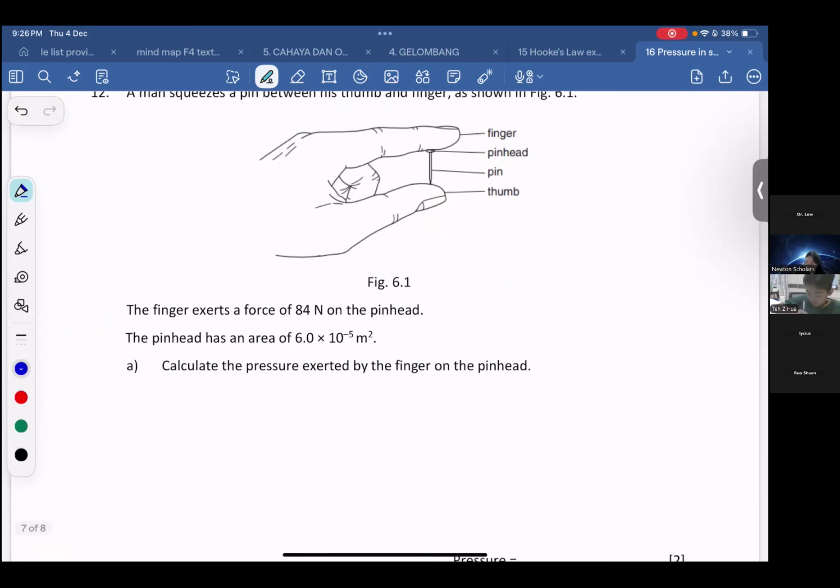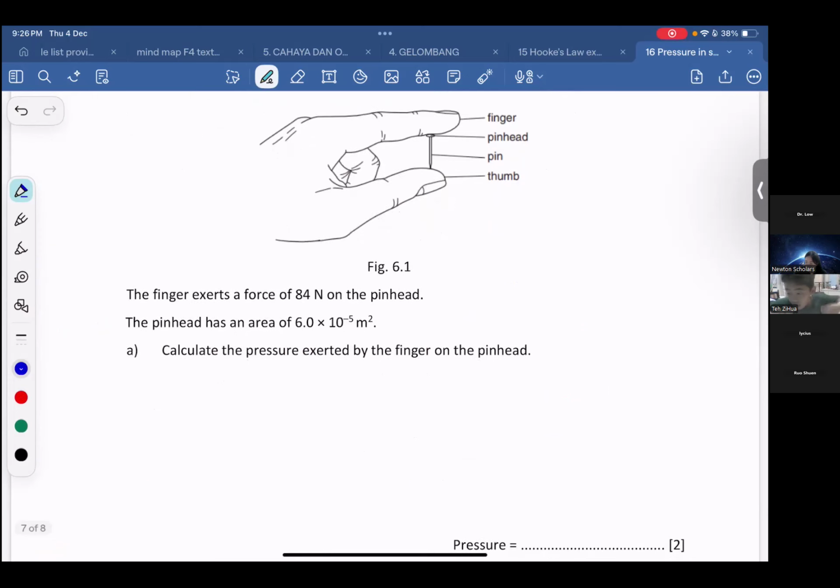The finger exerts a force of 40 Newton. Area is 6 times 10 power of -5. Pressure acting by the finger on the pinhead. This is pinhead, okay? Pinhead is here. So pressure equals force divided by area. So what is your force? 84 Newton. Then area is 6.0 times 10 power of -5.